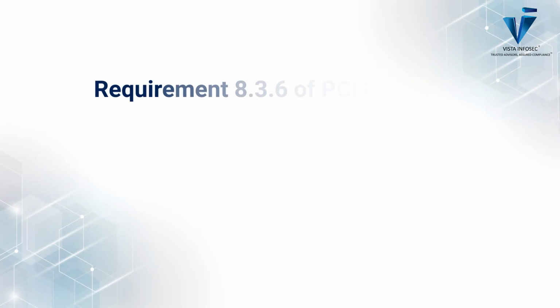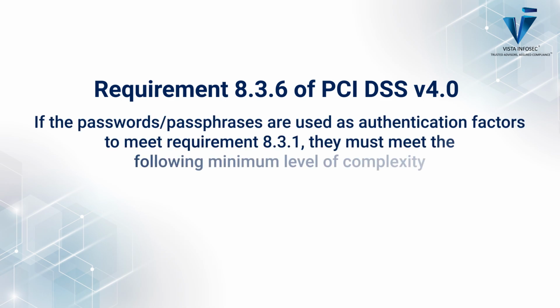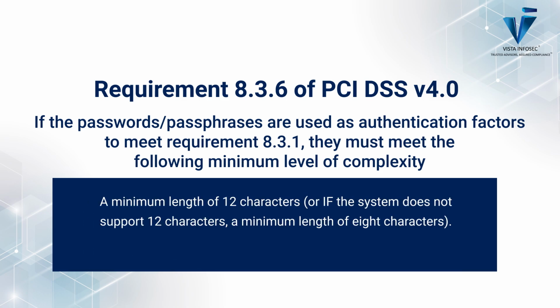So covering the same aspect of the requirement, but updating it with more changes, is requirement 8.3.6. In my opinion, this is one of the most crucial changes in PCI DSS 4. And this mentions that if passwords or passphrases are used as authentication factors to meet the requirement of 8.3.1, they must meet the minimum level of complexity. And over here, the minimum length has changed from 7 to 12 characters. And there is a caveat over here that if the system doesn't support 12 characters, a minimum length of 8 characters has to be used.